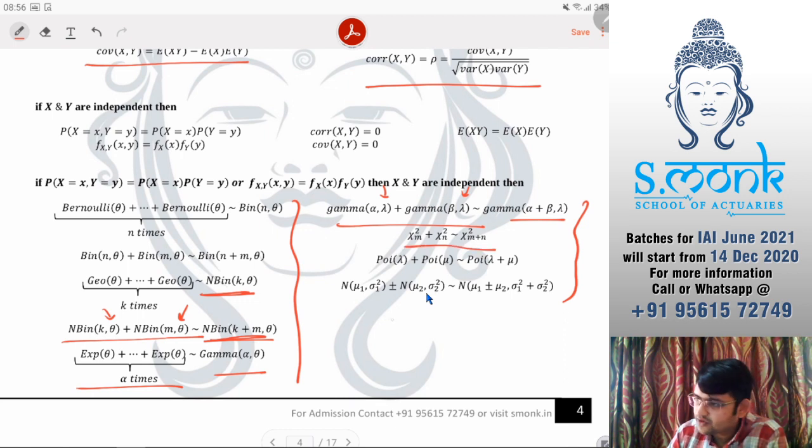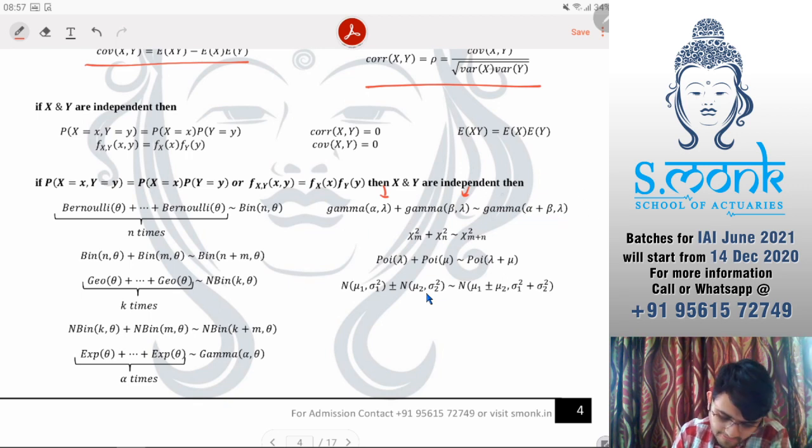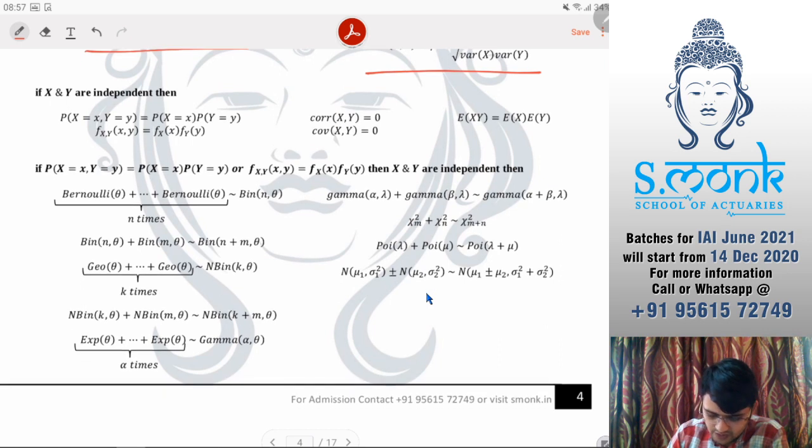Two chi-square combined give you another chi-square. Two Poisson gives you another Poisson, and two normal added or subtracted will give you this. Here remember that the mean will add or subtract depending on the operation, but the variances will only add. These are all going to be independent distributions. Only then will you be able to add them up. Proving these is important, as well as remembering them.